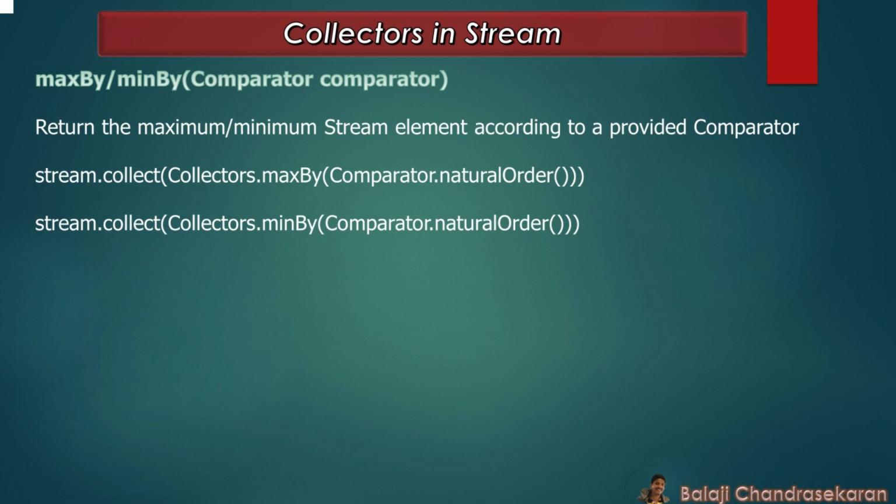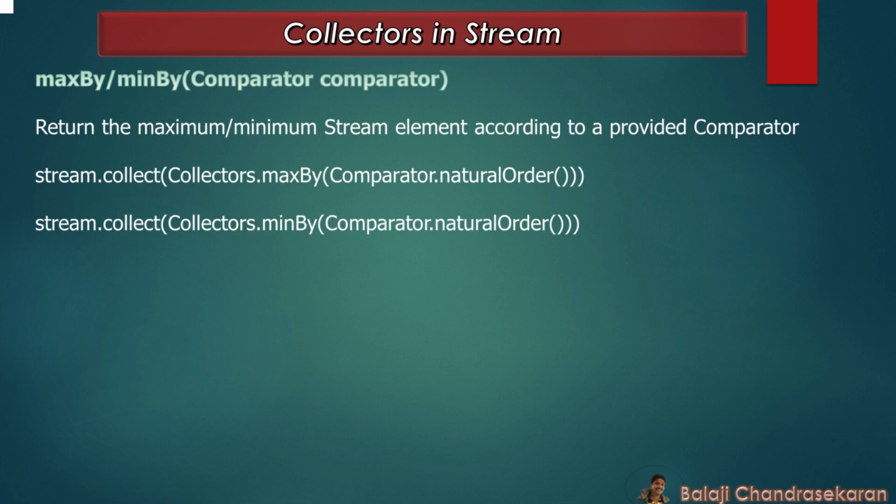In Java, the maxBy and minBy methods are terminal operations provided by the Collectors utility class in the Streams API. They are used to find the maximum or minimum element in a stream based on a provided comparator and return an Optional object containing the maximum or minimum element respectively.